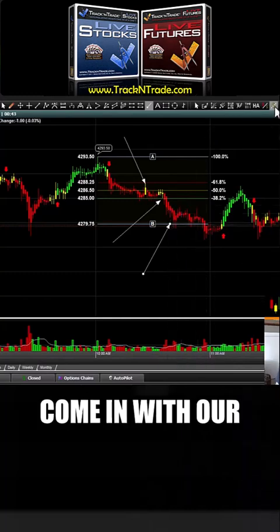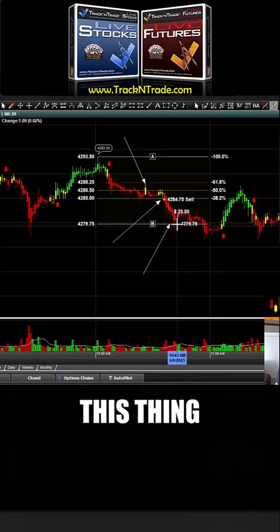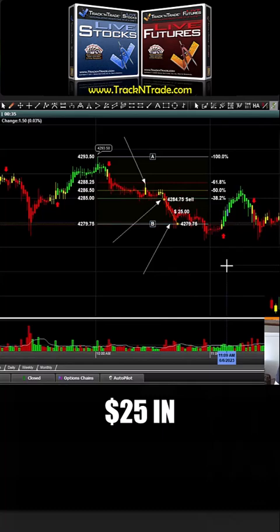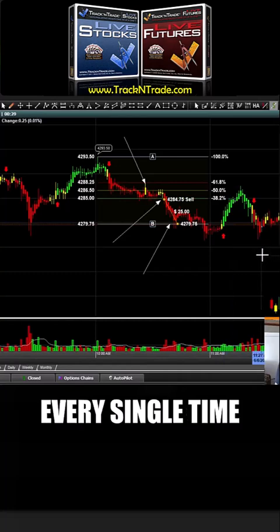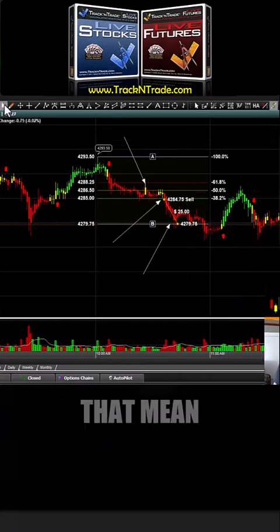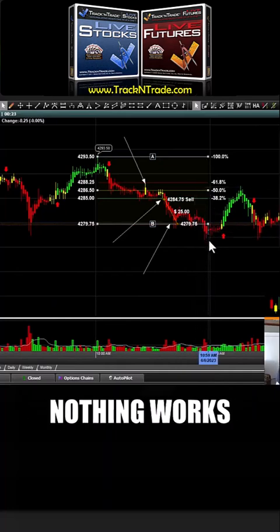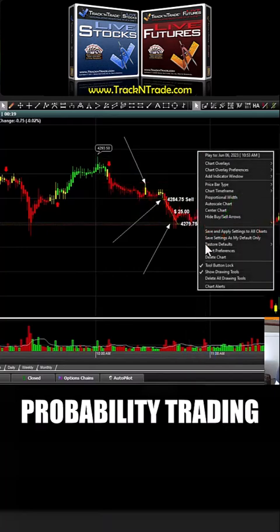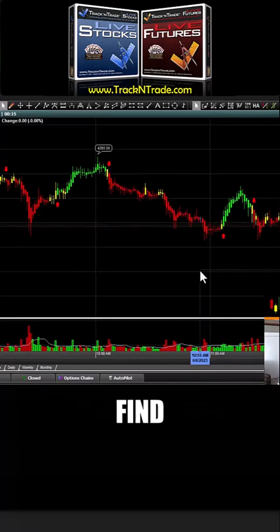And there we go. If we come in with our dollar calculator, once again, we're going to see that when it broke out the bottom of this thing and it hit our target, that's a $25 move. All right. Again, $25 in the micro mini, $250 in the regular size account. It's worked every single time so far. Does that mean it's going to work every single time for you in the future? No, of course not. Nothing works every single time, but we're using high probability trading patterns, and it's easy for you to find and identify.